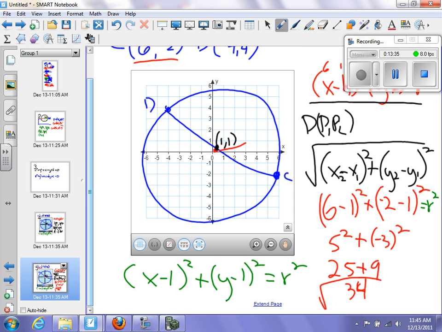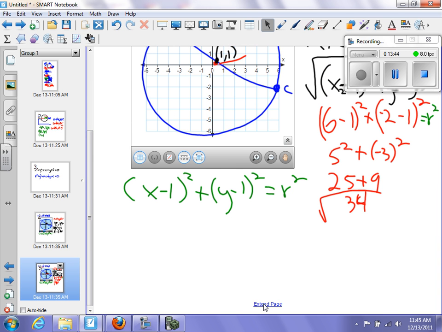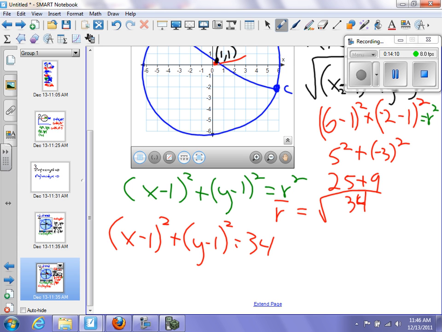I'm losing some people here. All right, so the answer to this question, just so we get all the way to the bottom here, is r equals radical 34. The answer to the equation has to be in terms of r squared, so it is (x minus 1) squared plus (y minus 1) squared equals r squared. Radical 34 squared would be 34. And that is the answer to the question.